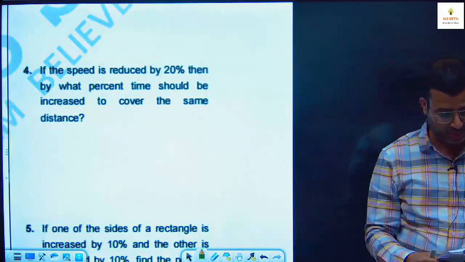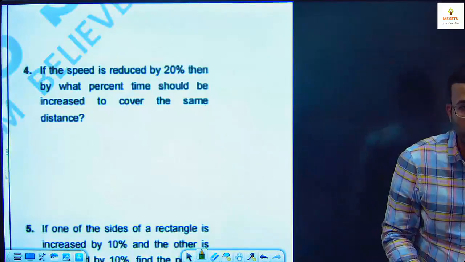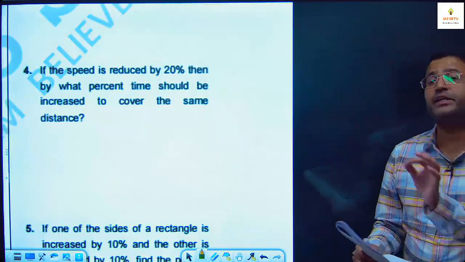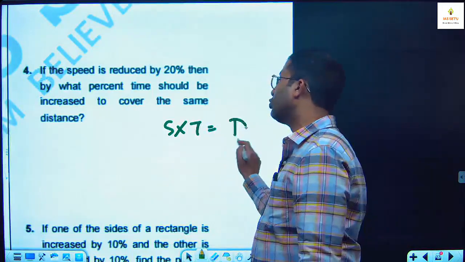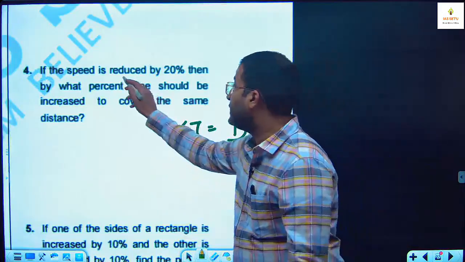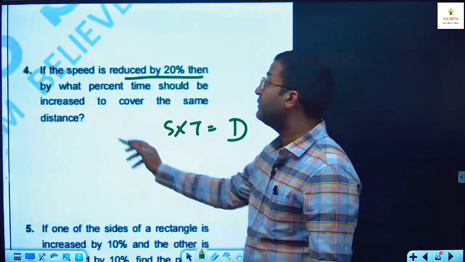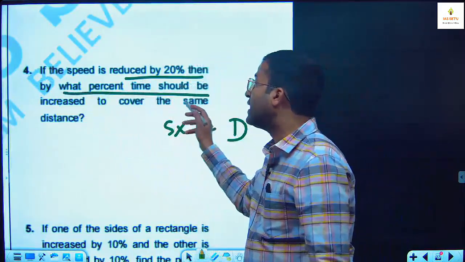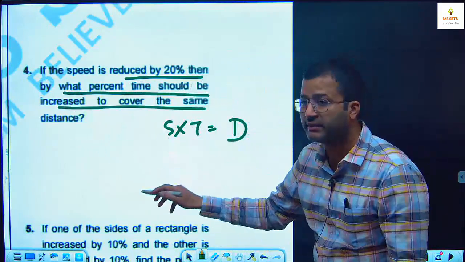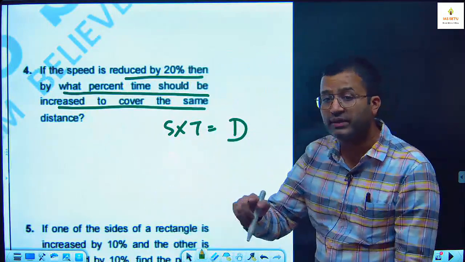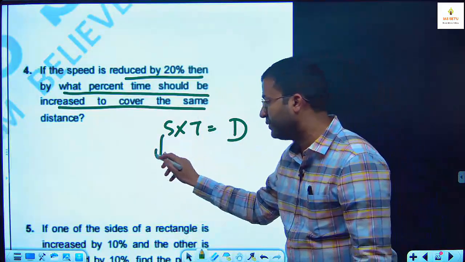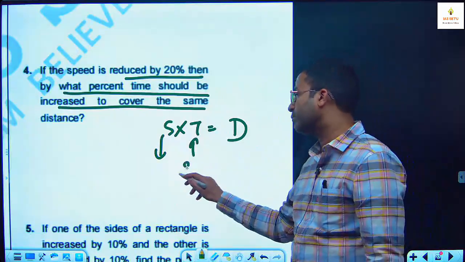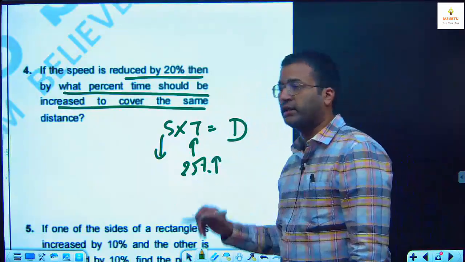हाँ, एक मिनट. Question number 4: if the speed is reduced by 20%, speed into time is equal to distance covered. If speed is reduced by 20%, then by what percent time should be increased to cover the same distance? 20% decrease compensated by 25% increase. अगर स्पीड 20% से घटेगी तो टाइम 25% से बढ़ेगा.